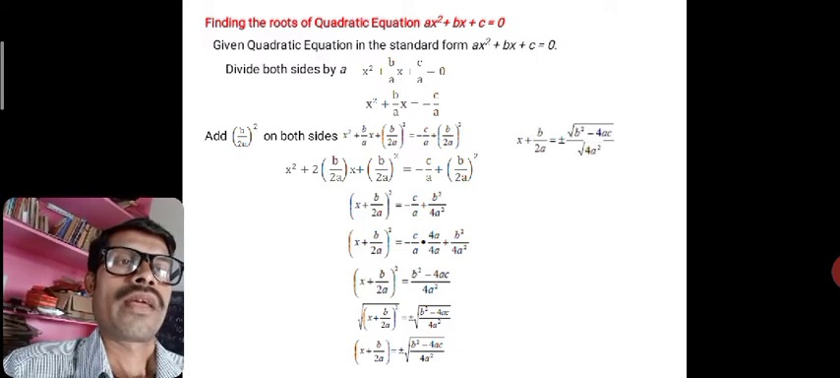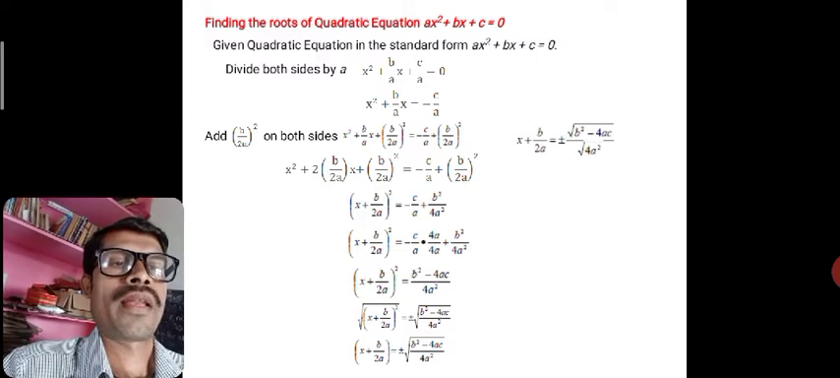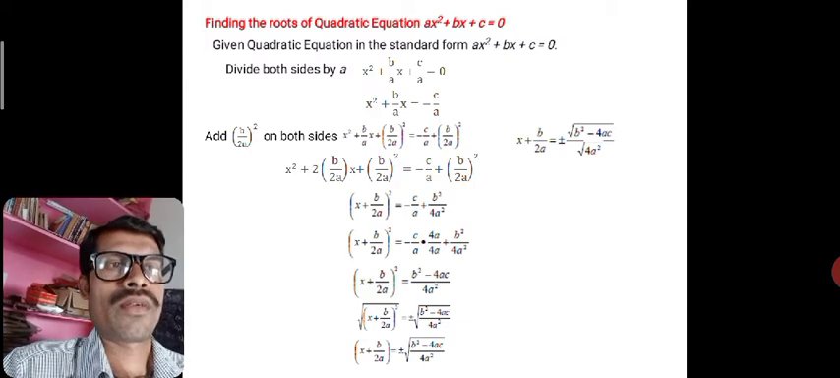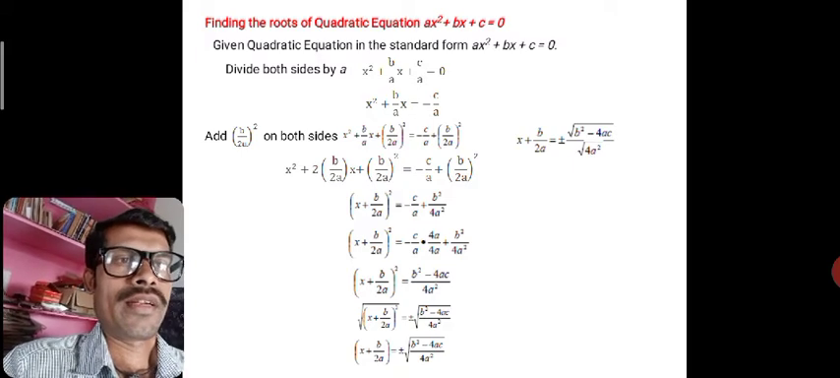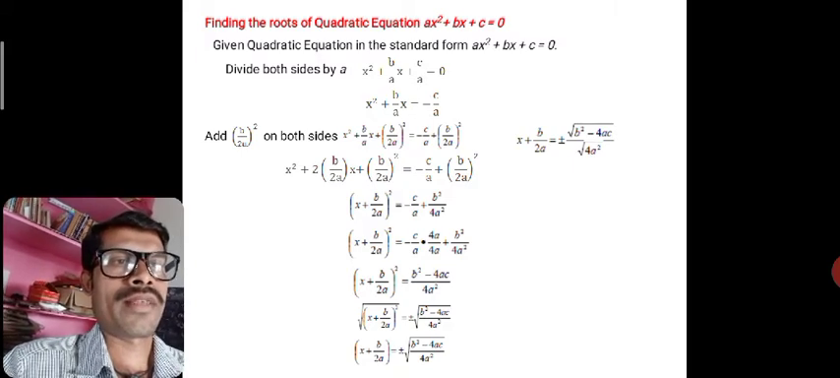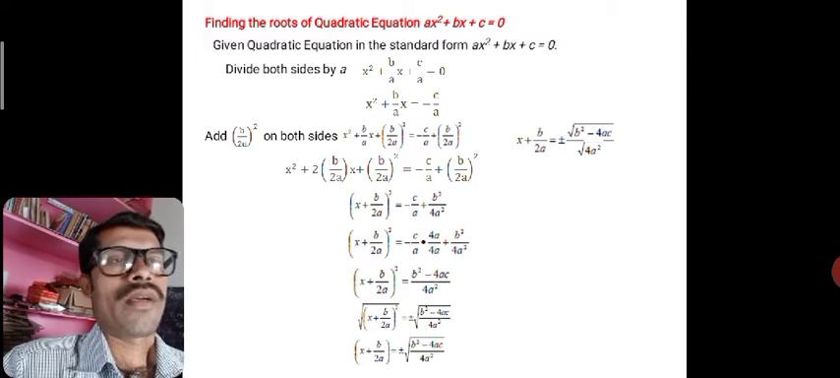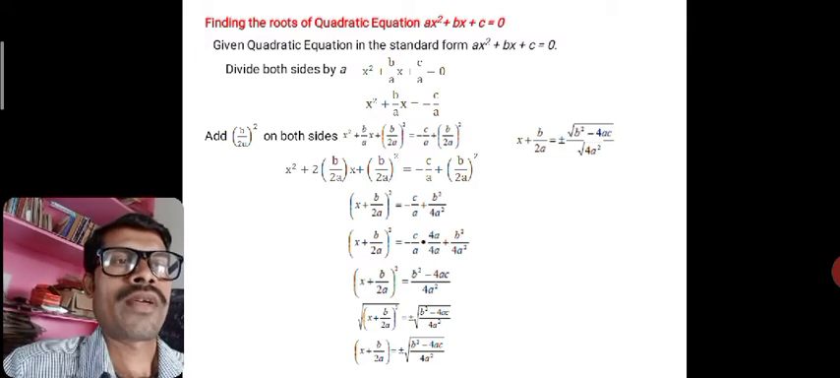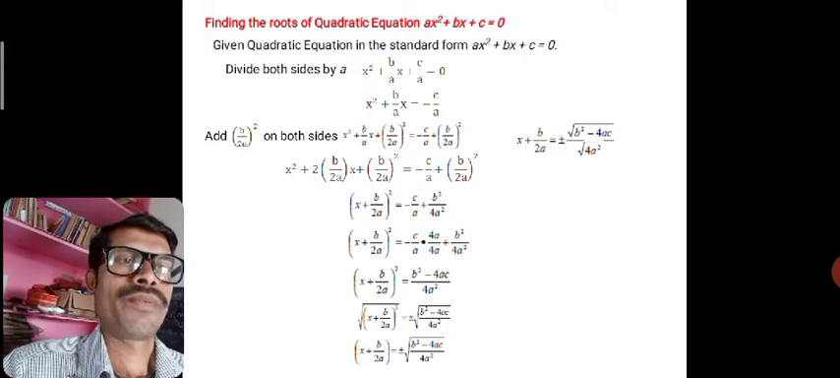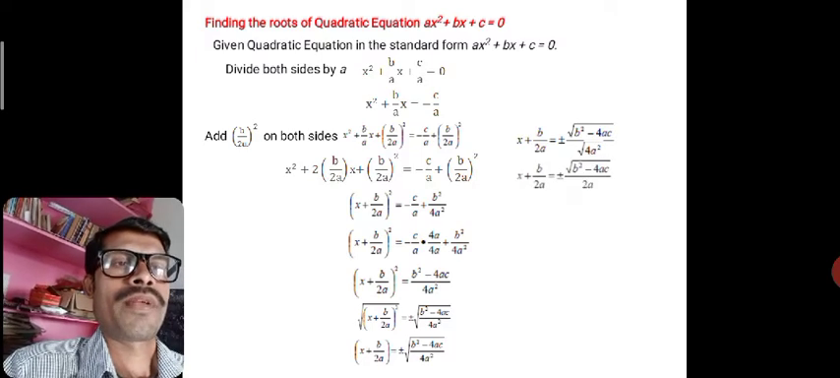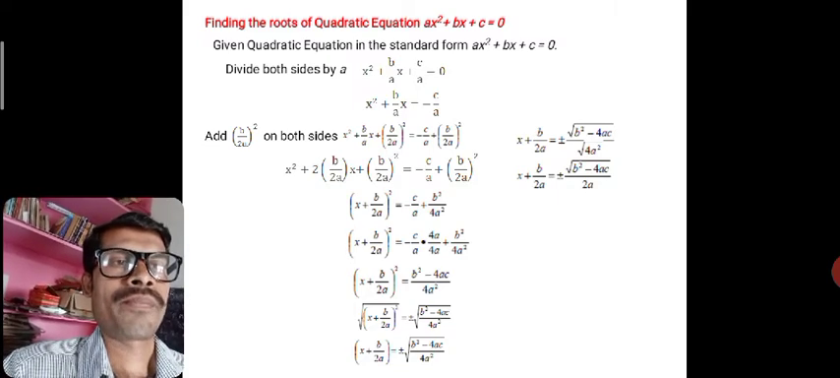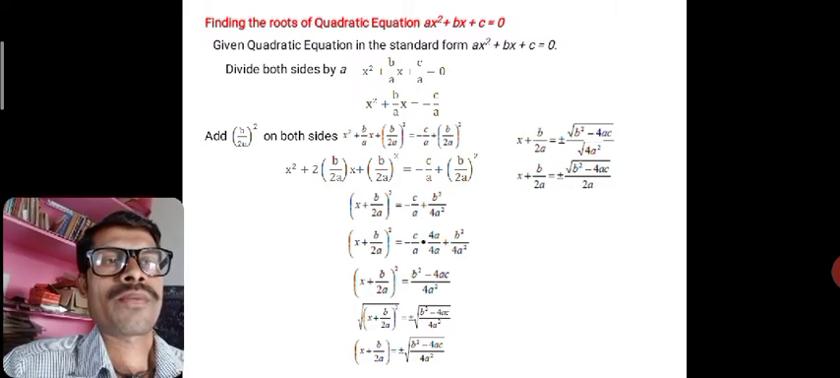Now x plus b by 2a is equal to plus or minus, split that square root numerator as well as denominator, distribute that one, then it will become square root of b square minus 4ac divided by square root of 4a square. Square root of 4a square is 2a, no? Square root of 4 is 2, and square root of a square is a. Therefore, x plus b by 2a is equal to plus or minus square root of b square minus 4ac by 2a.